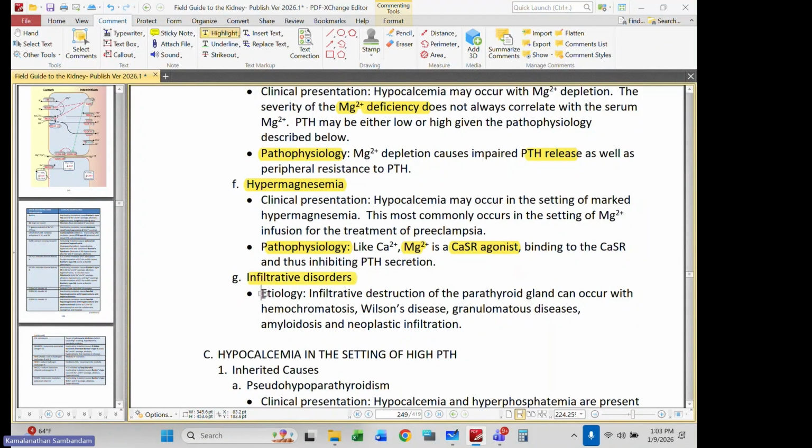Infiltrative disorders are enumerated here. I don't know that I need to say much about that, right? Processes that infiltrate the neck. I should add here IgG4-related thyroid disease, which used to be called Riedel's thyroiditis, is a disease in which the thyroid and parathyroids can be replaced by an infiltrative, inflammatory, plasma cell rich, and fibrotic process.